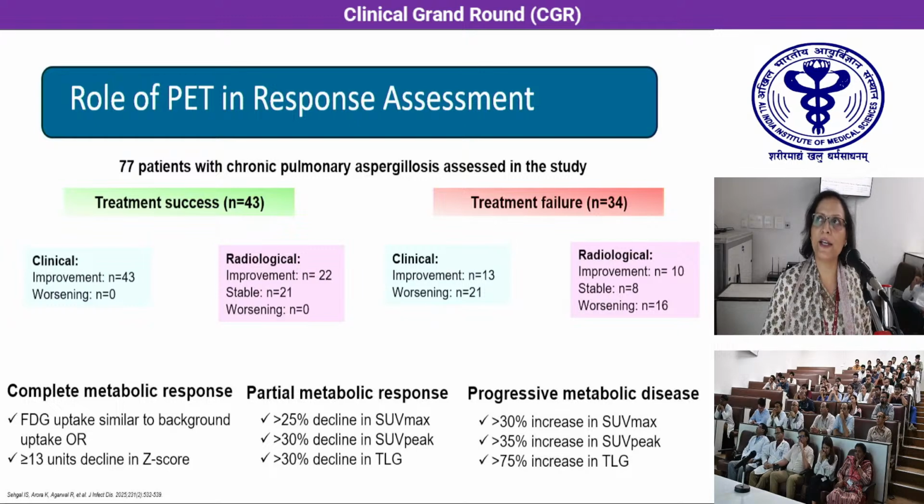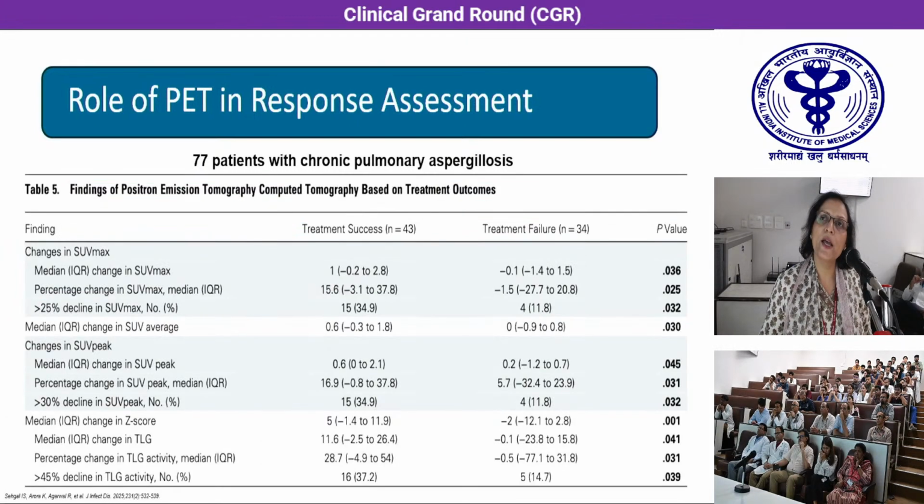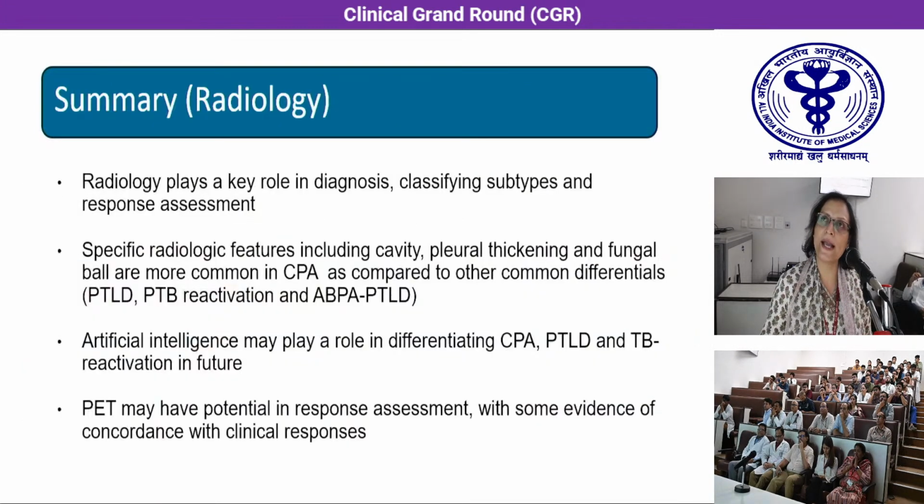So there was a fairly good correlation in the treatment failure group as well. So these are the various parameters seen between these two groups. Out of these, the SUV max and the mean SUV, as well as the Z scores, were the parameters most significantly associated to differentiate between these two entities.